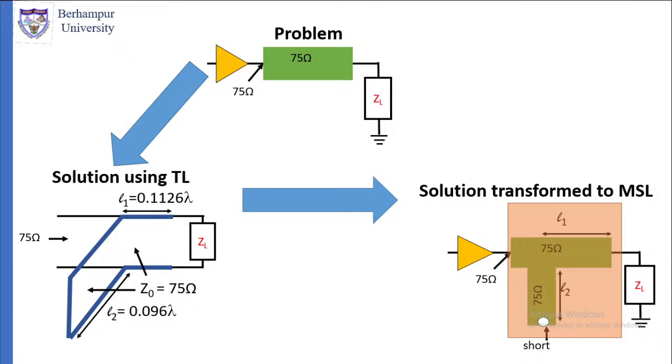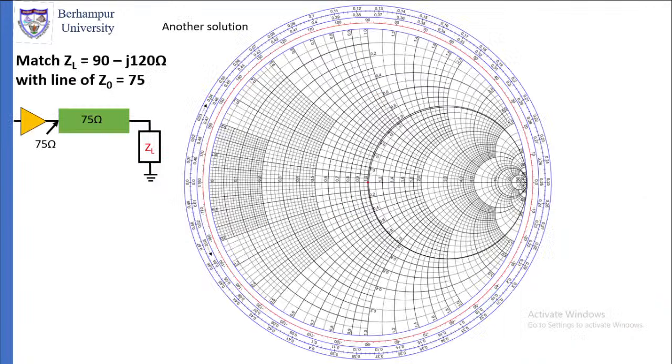Take a microstrip line, and from the load end of the microstrip line, move a distance of 0.1126 lambda. There you connect the stub, another microstrip line, in the manner that is shown in the figure. And the outer end of the stub is to be short circuited. That stub length is L2, which is 0.096 lambda. So this gives you a solution.